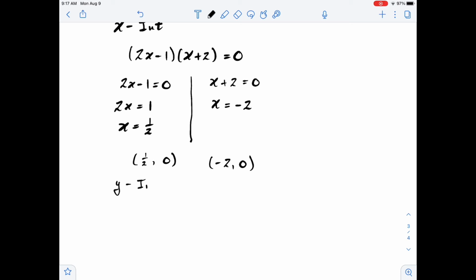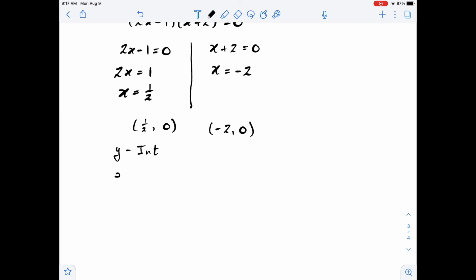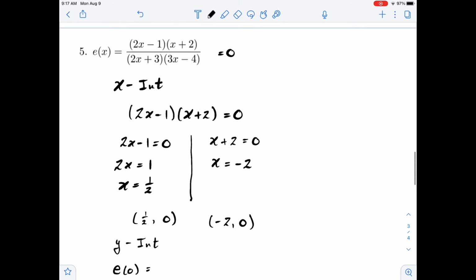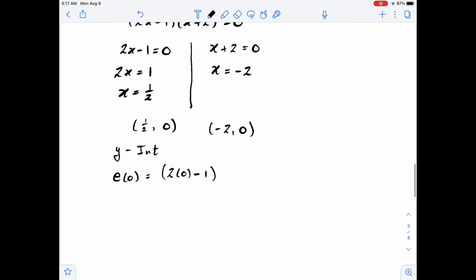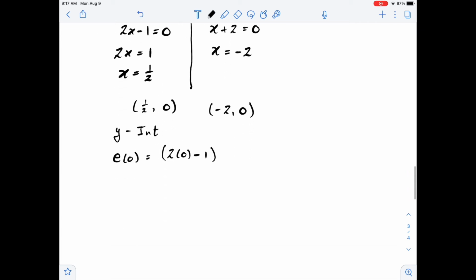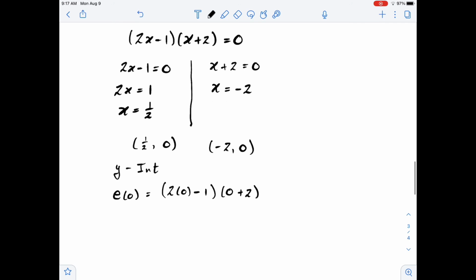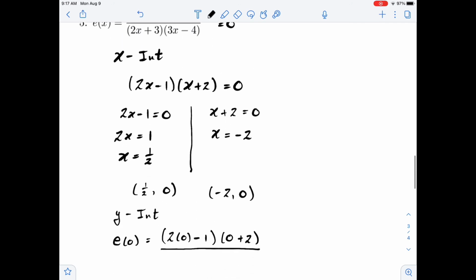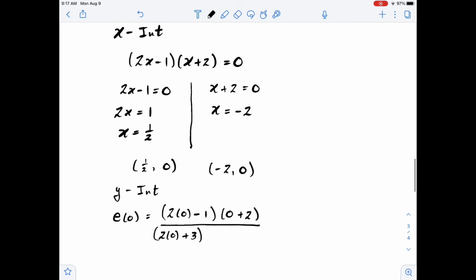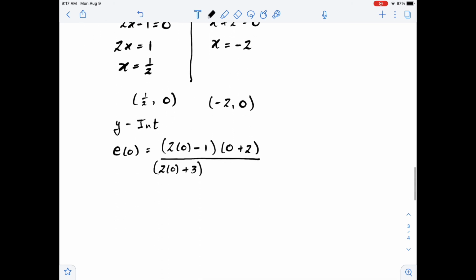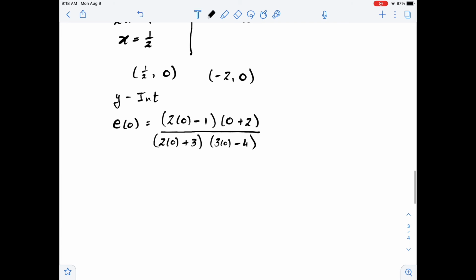My y-intercept, I'm going to find e of 0. I'm going to put in a 0 everywhere I have an x. So what is that going to give me? It's going to give me 2 times 0 minus 1, parentheses around that, times 0 plus 2, all over 2 times 0 plus 3, parentheses around all of that, times 3 times 0 minus 4, and again, parentheses all around that.